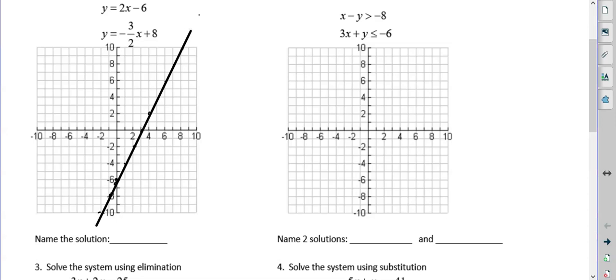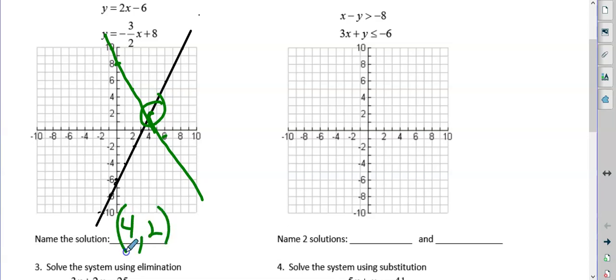All right, my next one is -3/2 x plus 8. So that's going to have a y-intercept of 8 up here. And then down 3, right 2. Down 3, right 2. And there is my intersection right there. And that's a horrible line, but we do see where the intersection is right there at 4, 2.